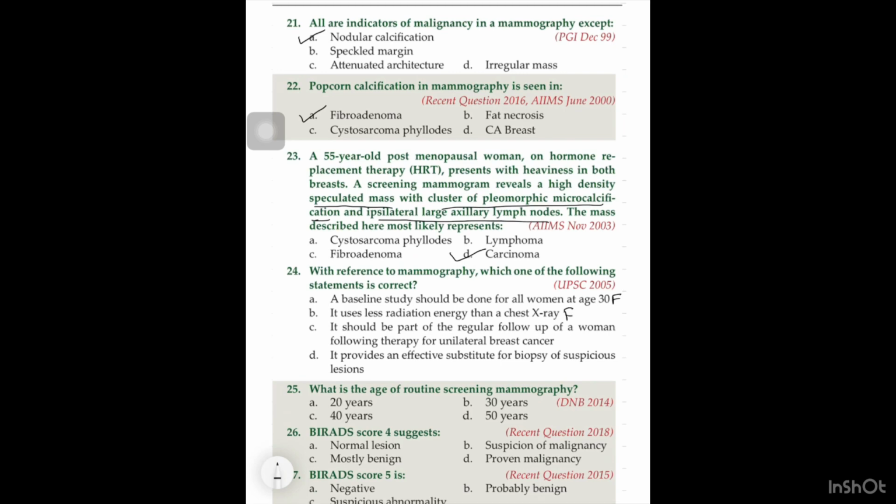It should be part of the regular follow-up of a woman following therapy for unilateral breast cancer. Yes. So once the patient undergoes MRM, to follow the other breast to detect secondaries or second primaries in the other breast, we use mammography. So that is a true statement. It provides an efficient substitute for biopsy of suspicious lesion. No, always biopsy will give the confirmatory diagnosis of malignancy. So this is a false statement. So the correct statement is option C.